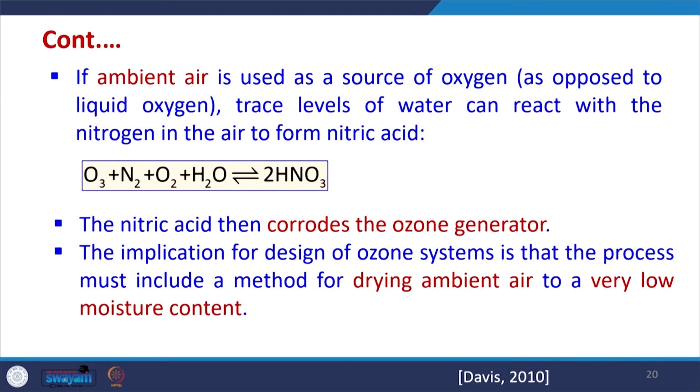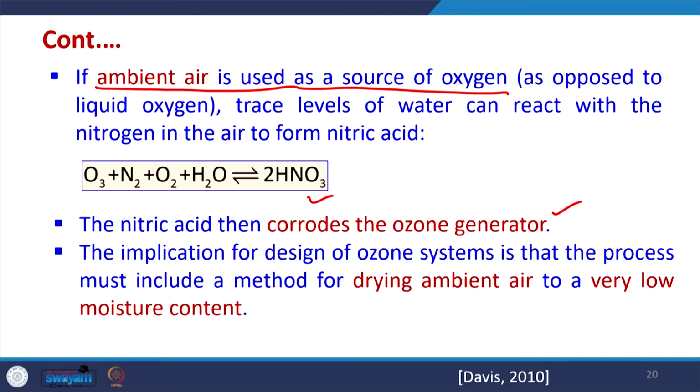The ambient air may be used as a source of oxygen as opposed to liquid oxygen. If we are using it, then trace levels of water can react with the nitrogen in the air to form nitric acid. This is a side reaction which is possible if we are using ambient air as a source of oxygen for ozone generation, and it is not desirable, as this nitric acid may corrode the ozone generator itself. So, we have to take care of this.